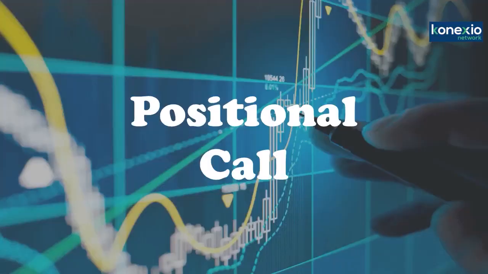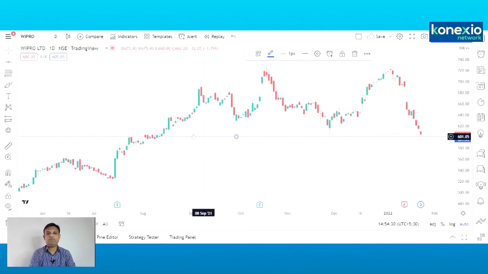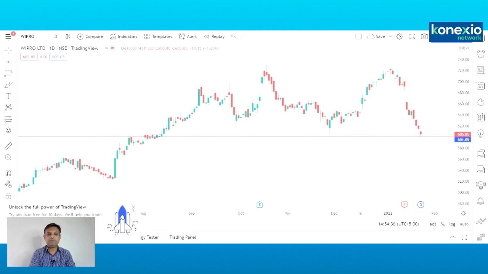So now let us come to the final segment of our show, which is the positional call. In the positional call, I have identified one stock. The name of the stock is WIPRO. So this is the support area. Previously it was resistance. Once we saw a breakout, the stock rallied from here to here. Then again it came back to these levels, and again rallied from here to there.